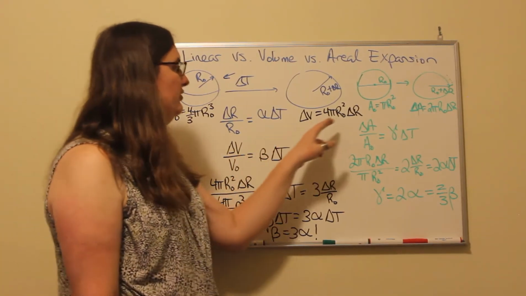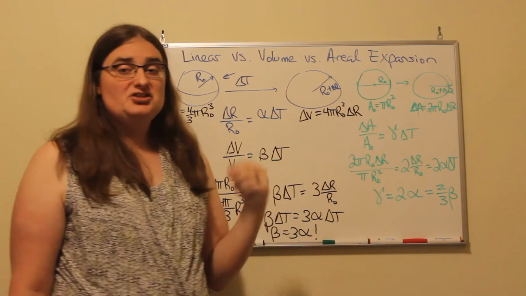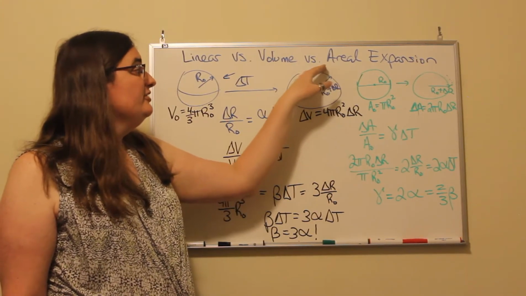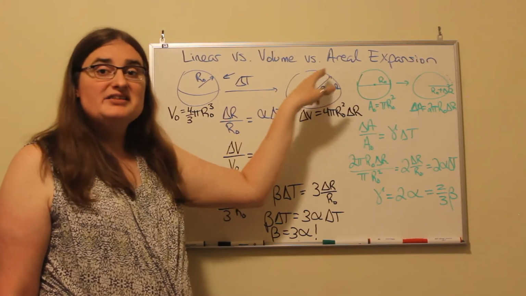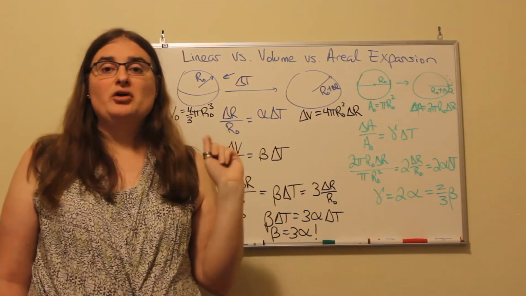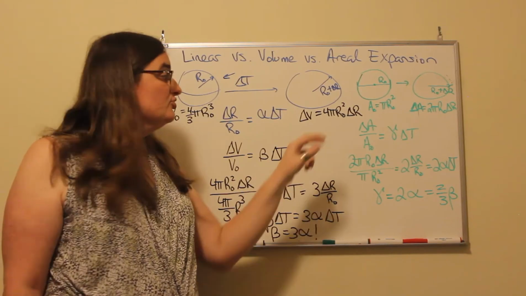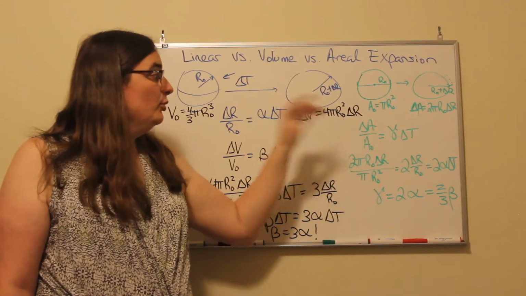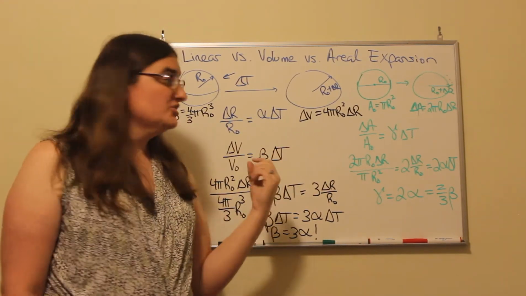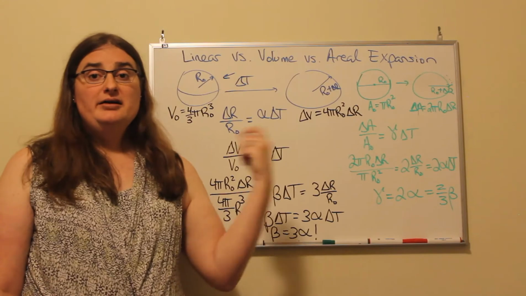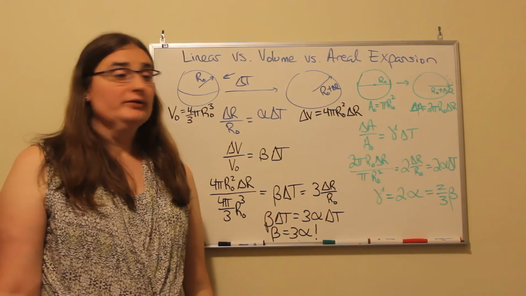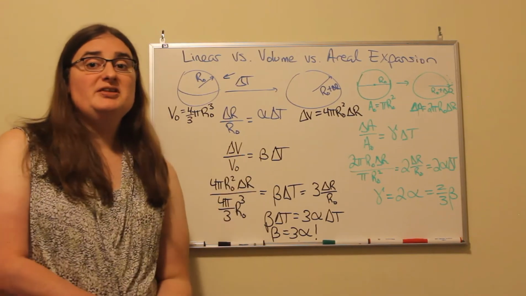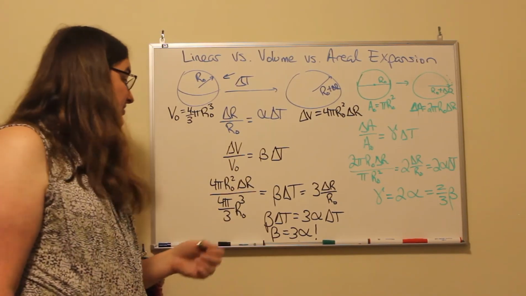But my change in volume isn't based on that change in r cubed. What I end up getting is a new surface that has a small thickness delta r to that. So my change in volume is going to be the surface area that I have, 4 pi r0 squared for a sphere, times my extra radius delta r. So delta V over V0 is going to be the coefficient of volume expansion times delta T.